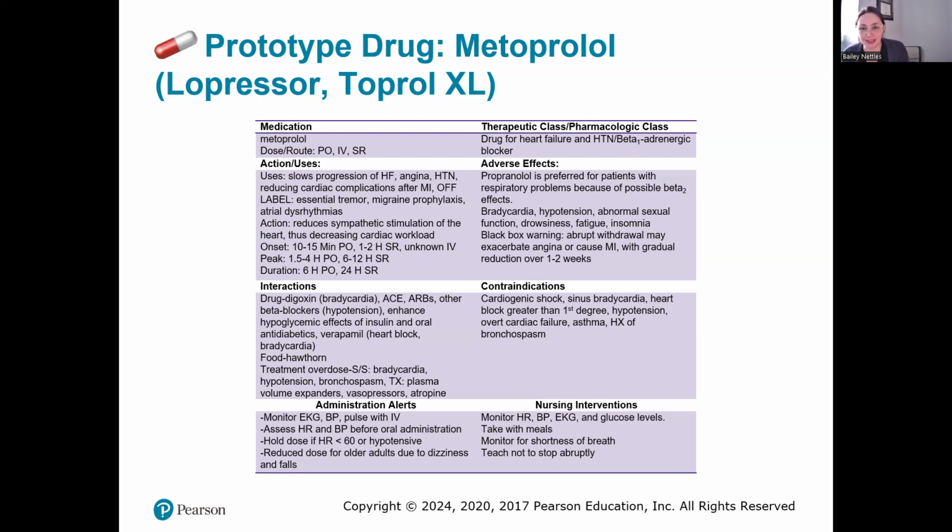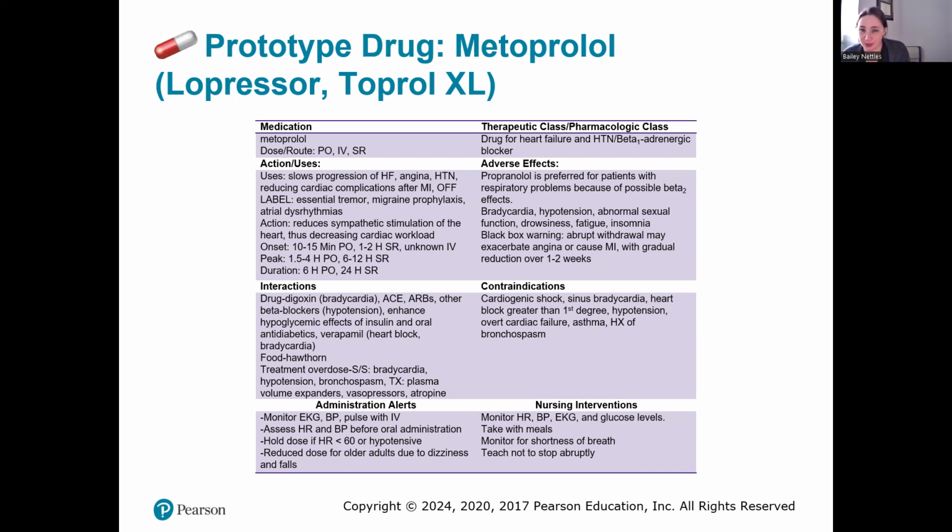So if we have any kind of respiratory issues, we're not doing it. Obviously, it's going to cause bradycardia, hypotension. That's what it's supposed to do, but it can be severe. You can have abnormal sexual dysfunction like impotence, drowsiness, fatigue, insomnia. It also has a black box warning of if you stop it abruptly, you can exacerbate angina and cause a heart attack. So don't do that. Okay. We want to withdraw it over 1 to 2 weeks. We want to slowly taper it.